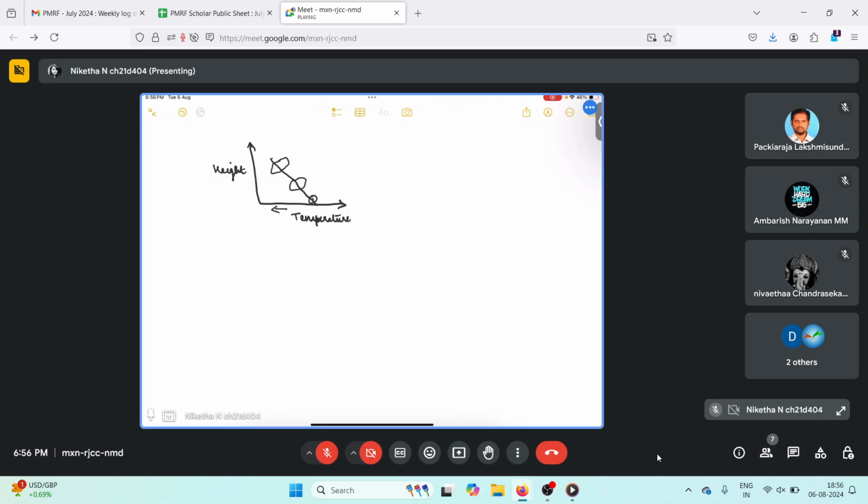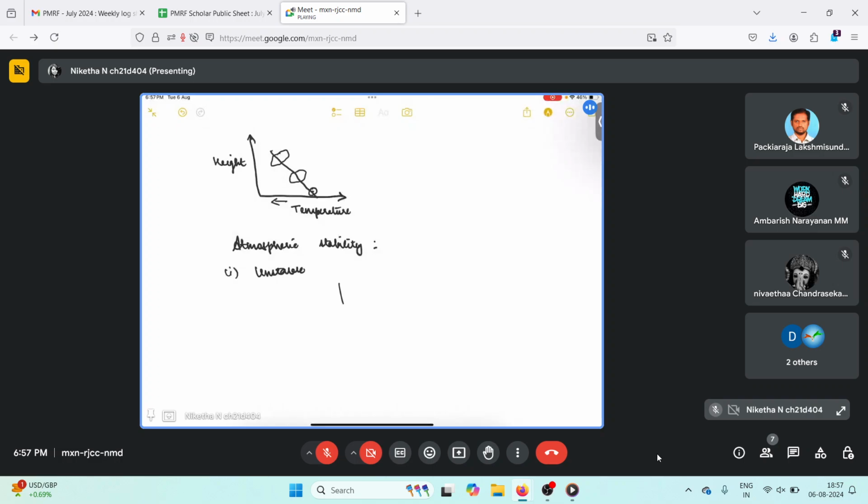So next we will see about the different stability classes. So there are three atmospheric stability conditions. The first one is the unstable one.